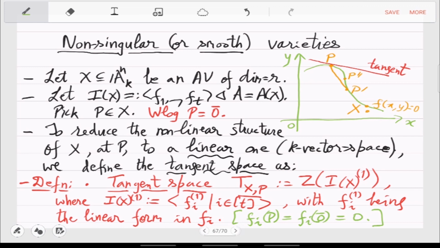So, Fi starts with a linear form, then there is a quadratic form, then there is a cubic form and so on to arbitrary degree up to degree of this polynomial Fi. So, we are only looking at the linear form part that is being called Fi 1, and the common zeros of these Fi 1s, or the ideal generated by Fi 1s, is called Ix 1, and the common zeros is the tangent space Txp.